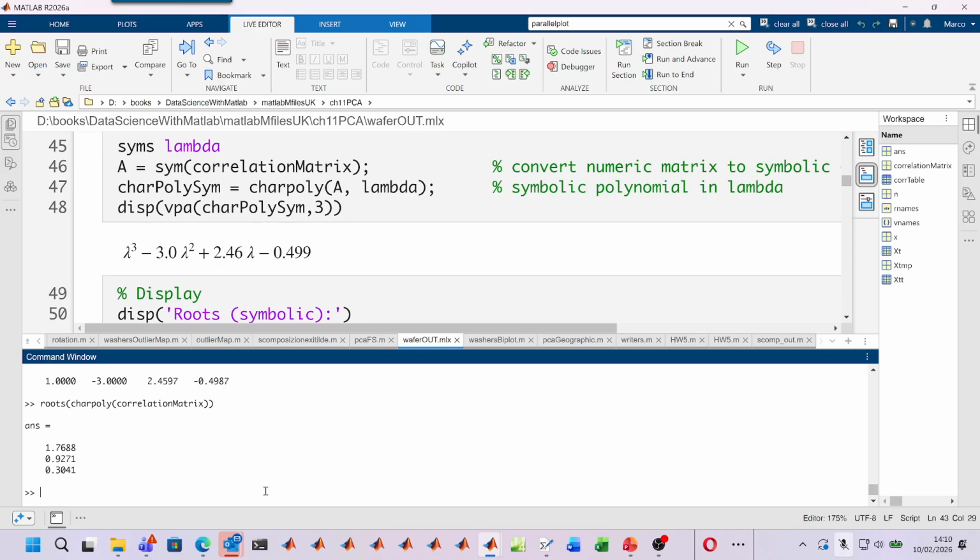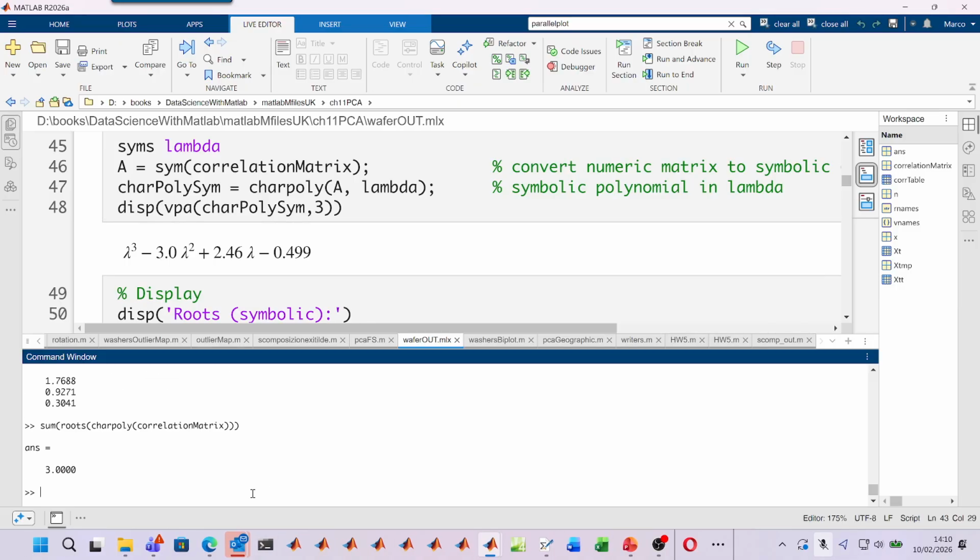What is the sum of the roots? What is the sum of the eigenvalues? Here, how many variables are there? 3, and therefore it is 3. Right. So the sum here is 3. Right. Therefore, 1.7688 divided by 3 is the proportional variance, which is explained by the first principal component. Right.